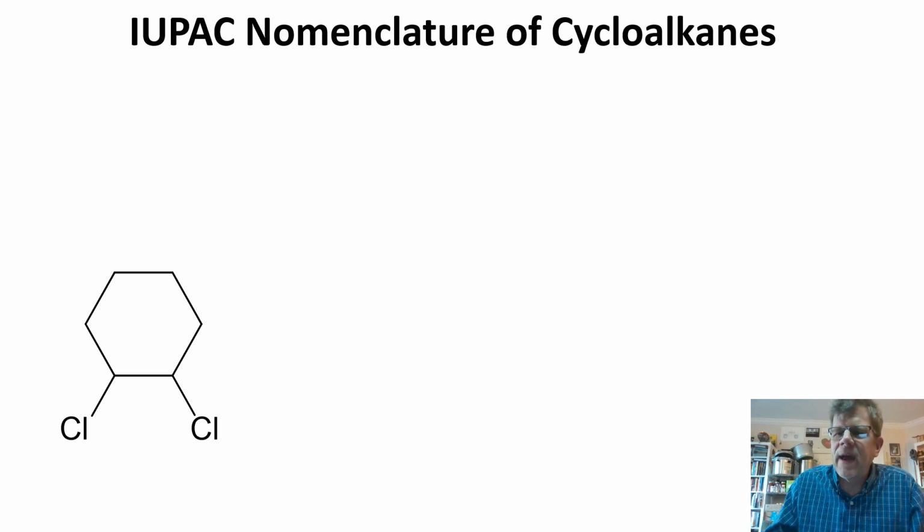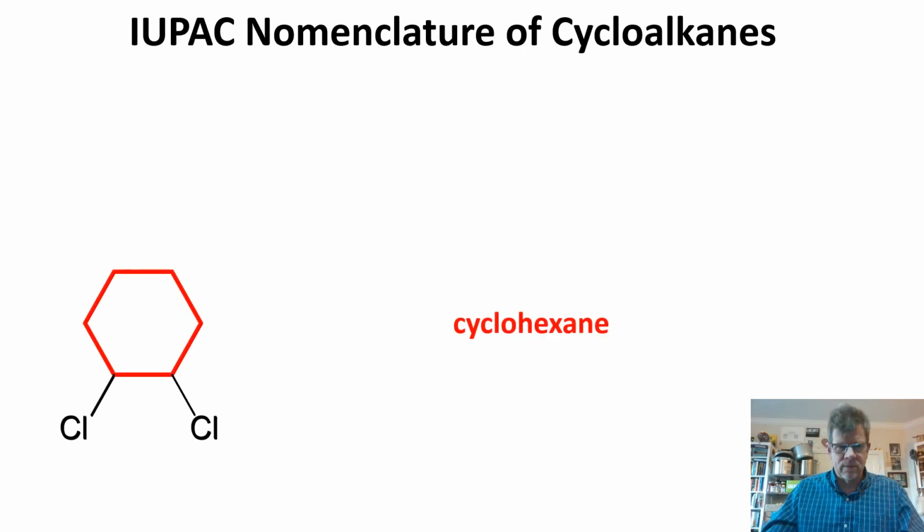Okay, so what if we have what is clearly a cyclic parent structure, but there's more than one substituent on it? In this case, we have a couple of chloro groups on a cyclic structure. Well, that cyclic structure has 6 carbons on it, so that is cyclohexane. There's no other carbon shrubbery on there, so we don't have to worry about which is the parent structure and so on. It's cyclohexane.